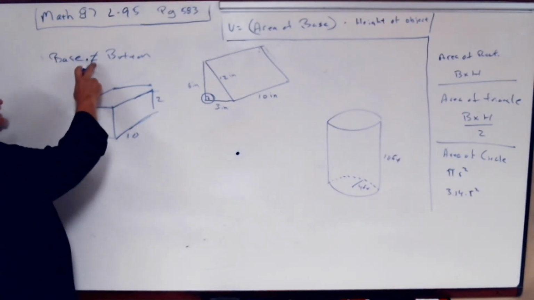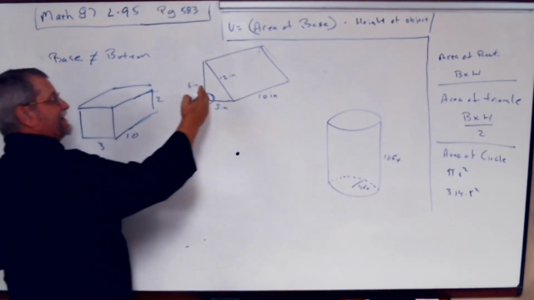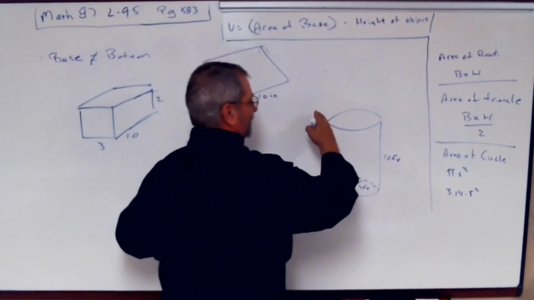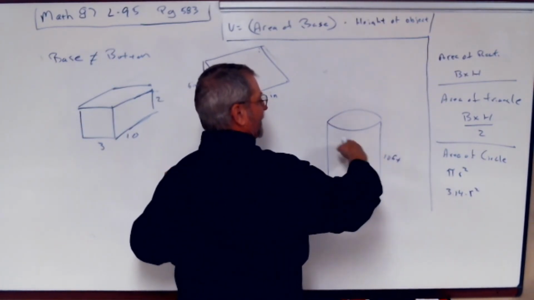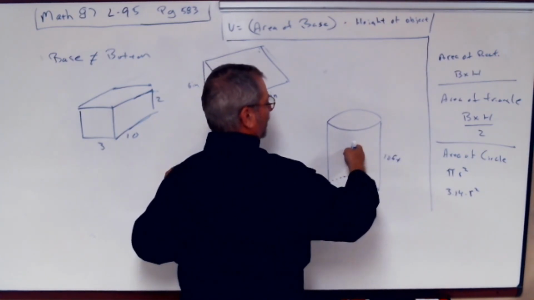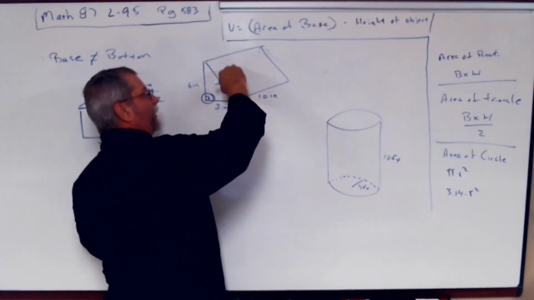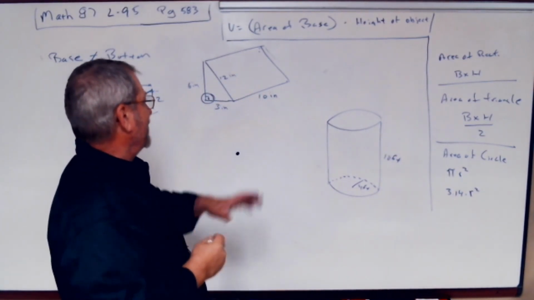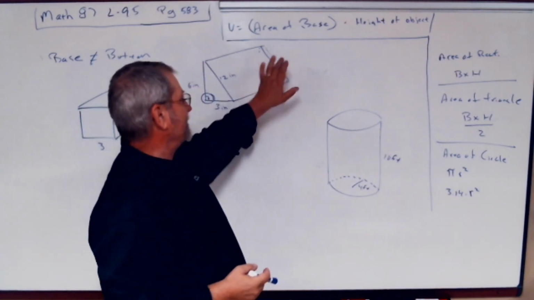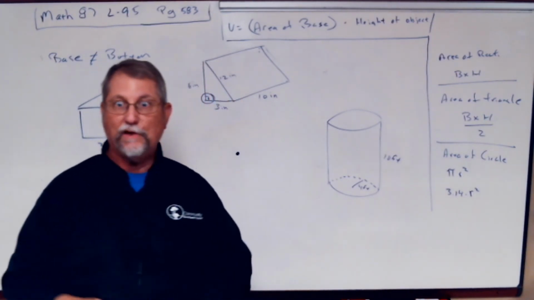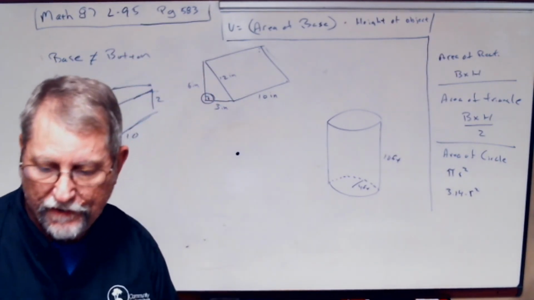Remember, base does not mean bottom. The base is where you cut it, slice it. If I slice this here like this, I get identical circles. If I cut it this way, small, bigger, bigger, bigger, bigger, smaller, smaller, smaller. If I cut it this way, I get smaller all the way to the top. The base is the part that is the same top and bottom. Okay, and don't forget to put the units cubed on your answer.